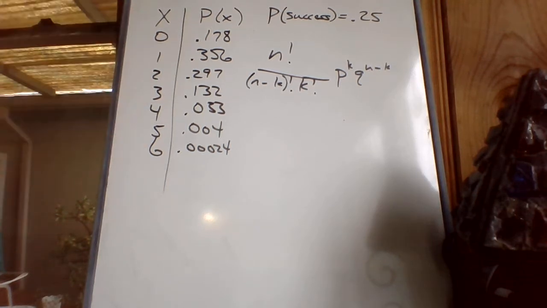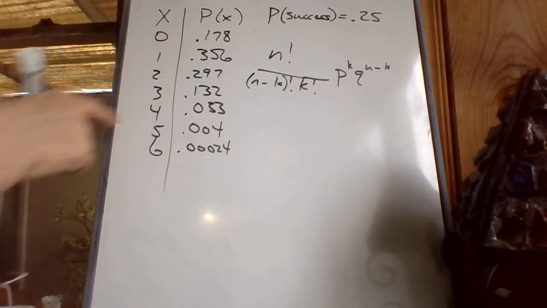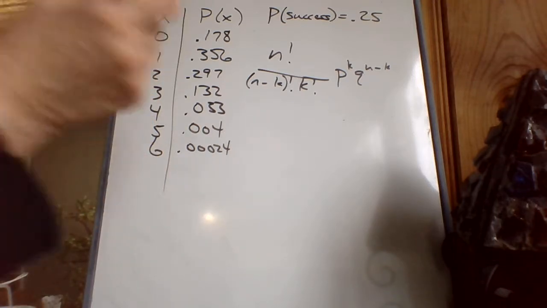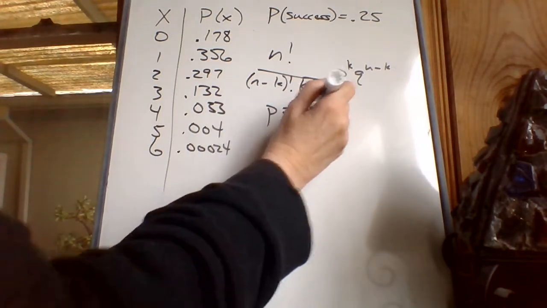Okay, so there's the formula. The book has something like this. N is the number of people you talk to. K is the number of successes, so that's going to change depending on where on this chart you are. P in here is the probability of success, which is 0.25.